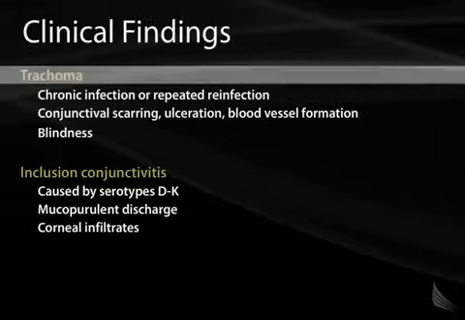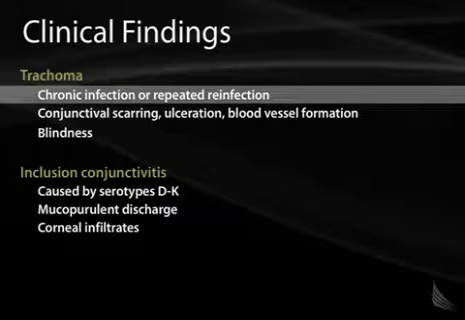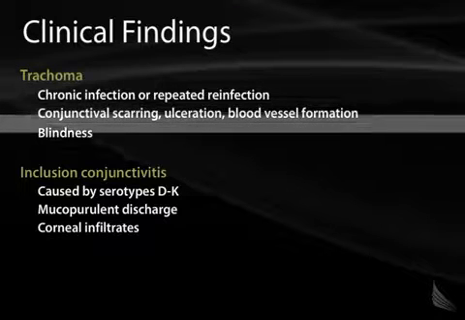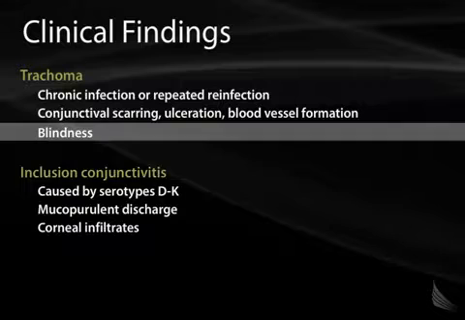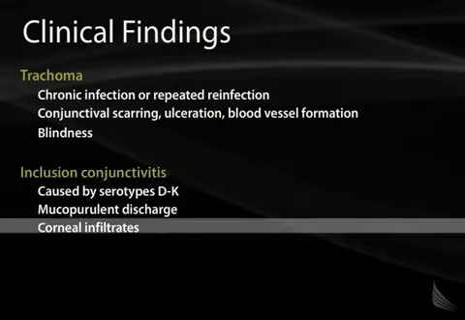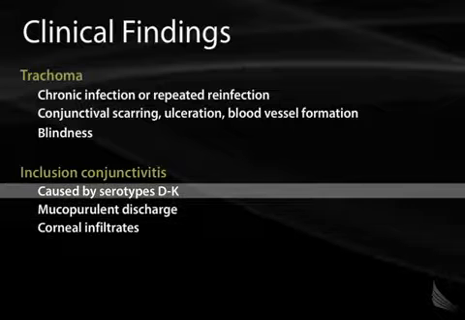Clinical findings of chlamydia infections include trachoma, again serogroups A, B, and C. This is a chronic infection or repeated reinfection. You get conjunctival scarring, ulceration of the cornea, blood vessel formation, and you can lead to blindness. Inclusion conjunctivitis is much more self-limited. You can get corneal infiltrates, and you can get a mucopurulent discharge. Inclusion conjunctivitis is found in serotypes D through K.